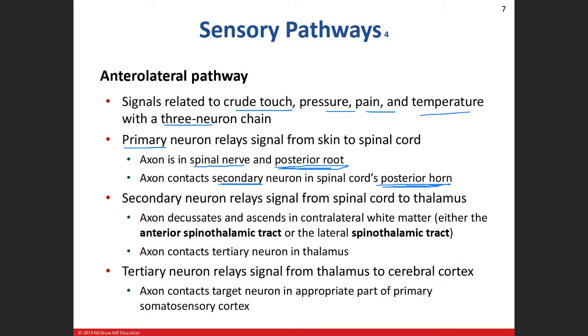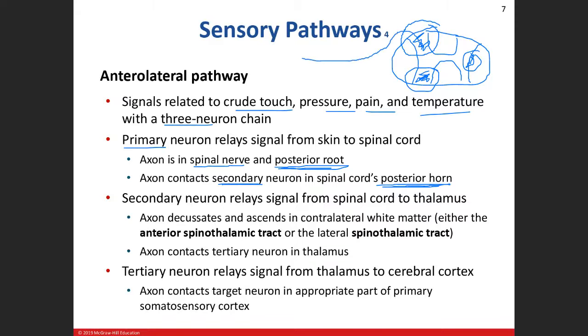So the posterior horn is that gray area. Remember our goofy H here? My horribly drawn H? This region back here is called the posterior horn. It's all gray matter. This up here is called the anterior horn. I didn't draw it very well, but there's a little blip that comes out here, and that's the lateral horn.